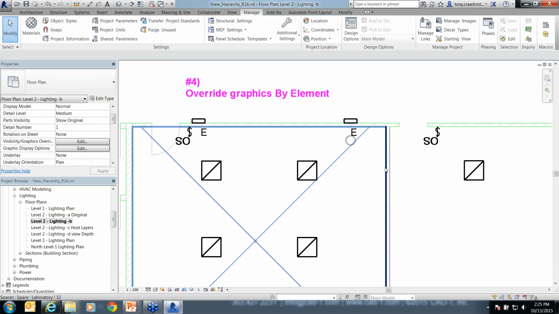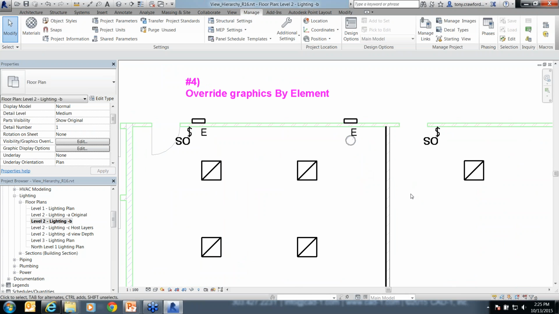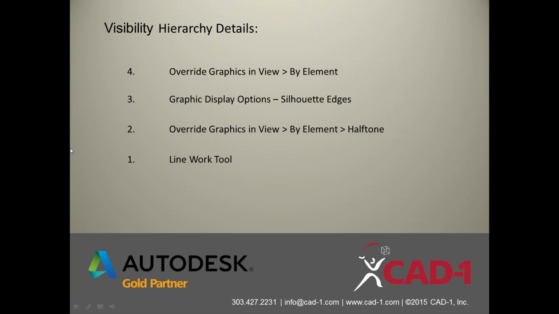It looks like I already did number 1 on that wall. I did item number 1, which is the line work tool. The line work tool lets you change the line width, line color, and line style for one single line at a time. And I can actually think of a legitimate time to use that.